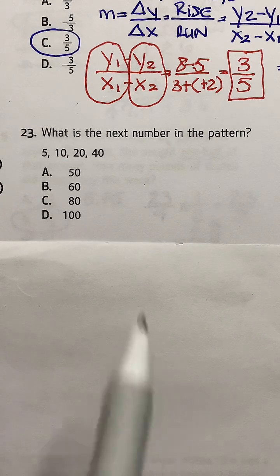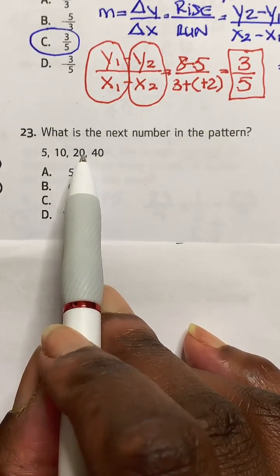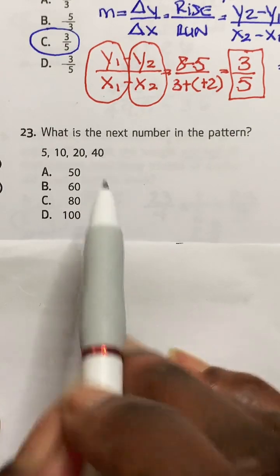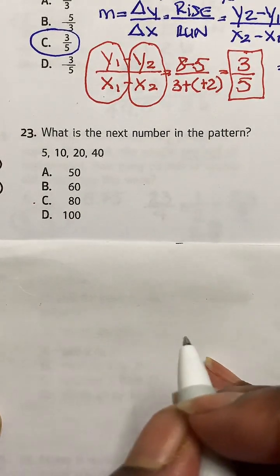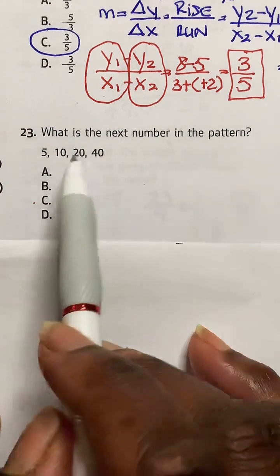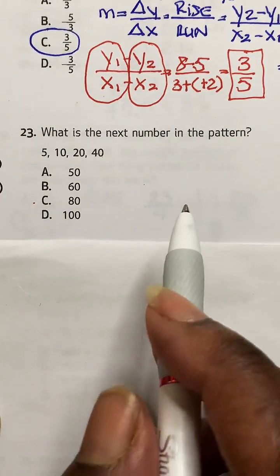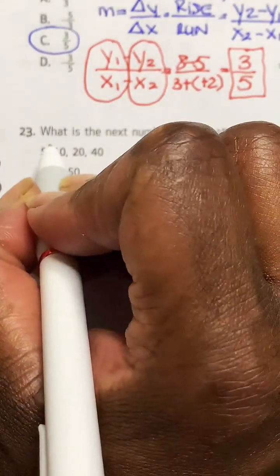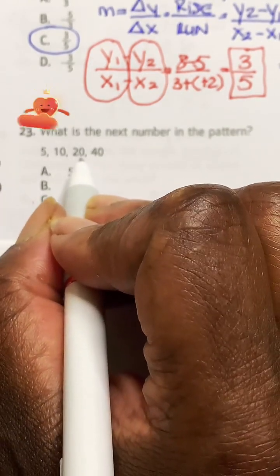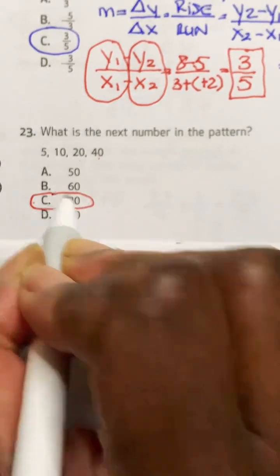So let's take a look. If I go from 5 to 10, 10 to 20, 20 to 40, what's the pattern? Okay, we're all saying it's C. What's the pattern? It's doubled. So it's not so much adding, it's doubling. We have to multiply by 2. So 5 times 2 gives me 10. 10 times 2 gives me 20. 20 times 2 gives me 40. So 40 times 2 will give us 80.